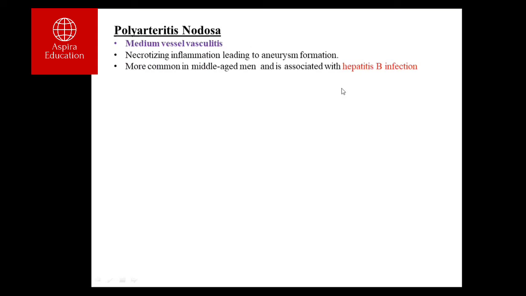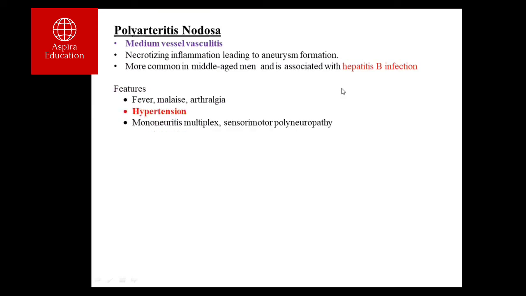The medium sized vessel vasculitis is polyarteritis nodosa. Again, you are going to get inflammation in the medium sized vessels, usually the mesenteric artery and the renal artery. Most of the time it is associated with co-infection with hepatitis B. These patients have a very different spectrum of symptoms. So it's very difficult to pinpoint or diagnose polyarteritis nodosa, because it's a multisystemic disease with quite vague symptoms. The patient may have fever, malaise, arthralgia, hypertension, probably because of involvement of the renal arteries.